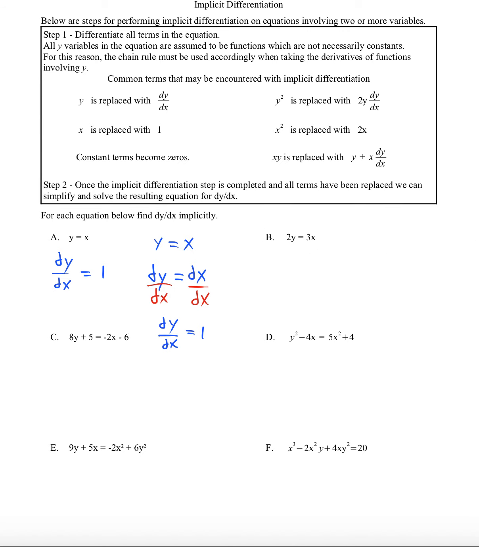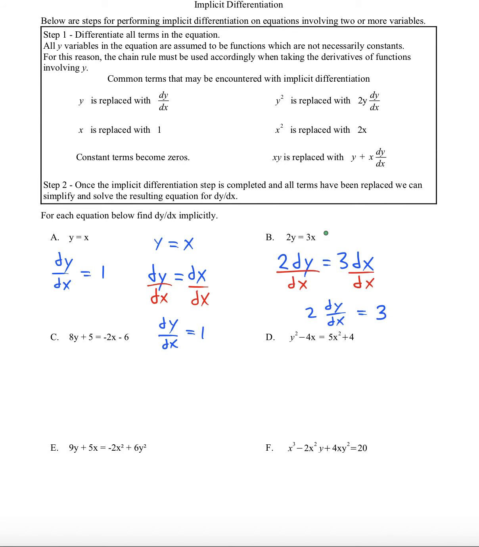Let's try this next one. 2y equals 3x. We could replace it with 2 dy equals 3 dx. And then we could divide both sides by dx. We'll get 2 dy over dx equals 3.